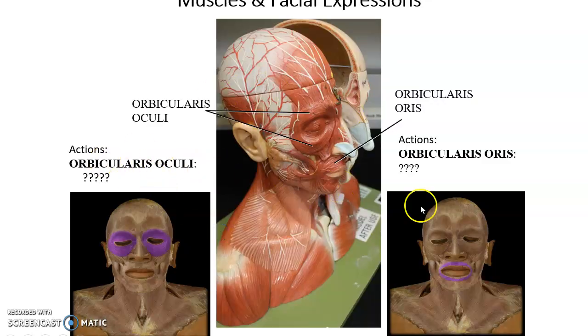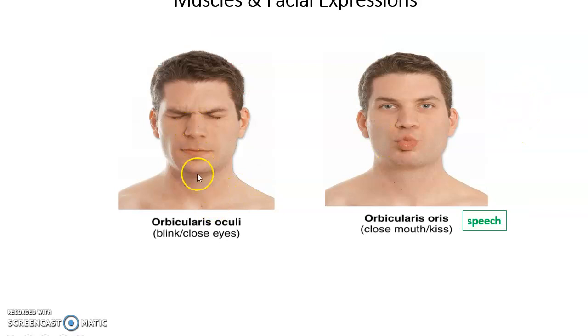Then we have orbicularis oculi around the eyes and orbicularis oris around the mouth. Orbicularis oculi allows you to close your eyes to blink. Orbicularis oris allows you to close your mouth. If you contract it enough, you can actually push out your lips to give you that kissy face that 2-year-olds love to give, and also helpful for speech.